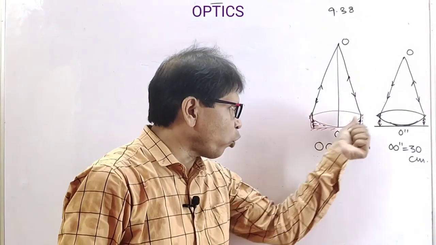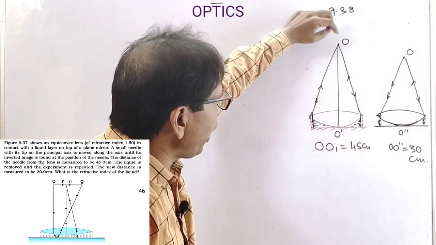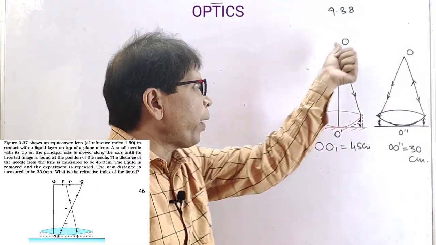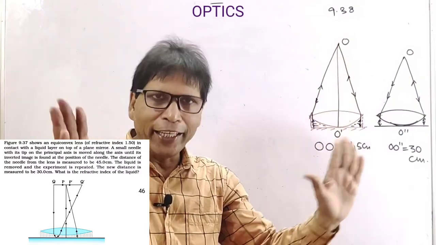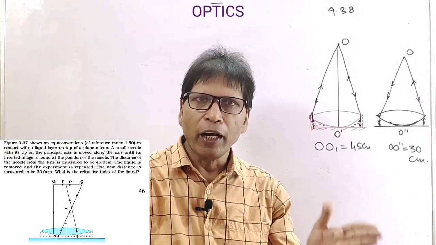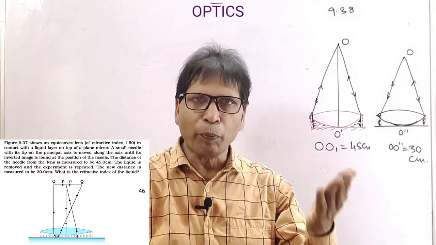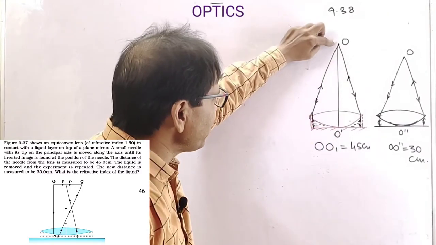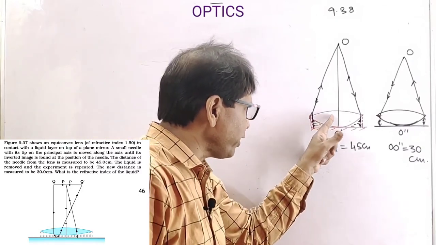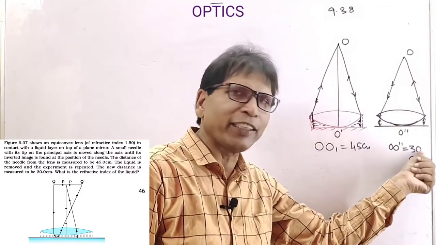Now look at this. This is a convex lens and a liquid of refractive index mu is entrapped here. Now, when an object is placed 45 cm in front of it, the image is formed at O. That is, the lens combination and plane mirror combination forms the image at the position of the object. A lens mirror combination forms the image at the position of the object if the object is placed at the first focus. So the focal length of this combination is 45 cm and the focal length of the convex lens is 30 cm.